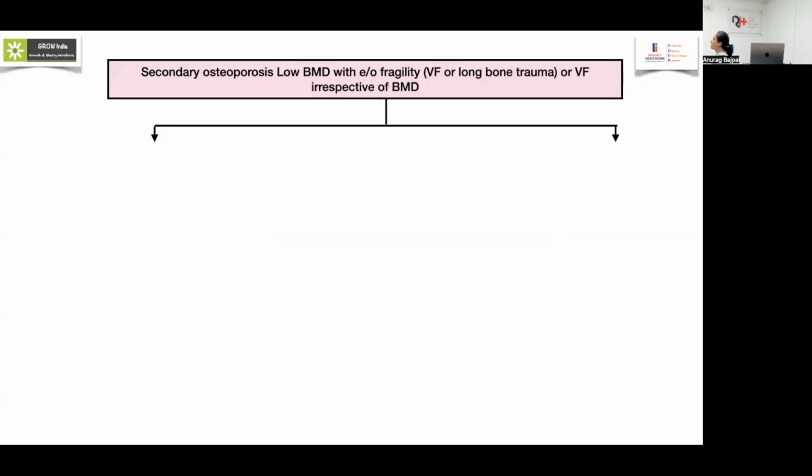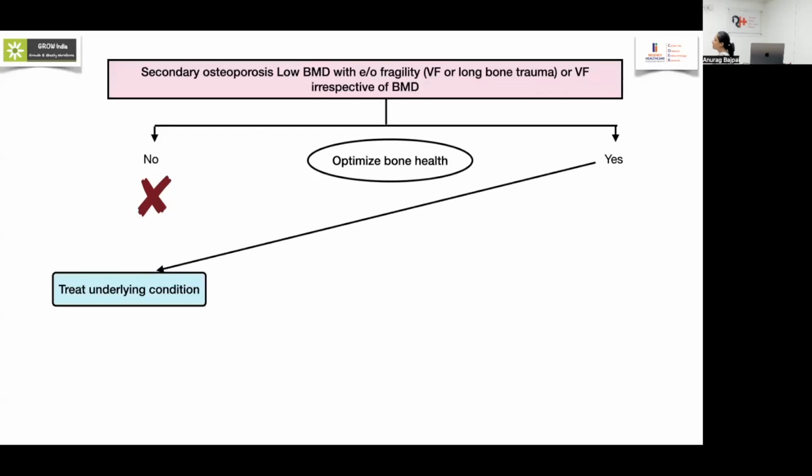If it's a child with secondary osteoporosis, that is low bone mineral density with evidence of fragility fracture, again, there is no role of just a low bone mineral density. If that is not the case, you just optimize bone health and do not give bisphosphonate. But if the child qualifies for secondary osteoporosis, you optimize bone health and treat the underlying condition, because that itself will improve the bone mineral density.